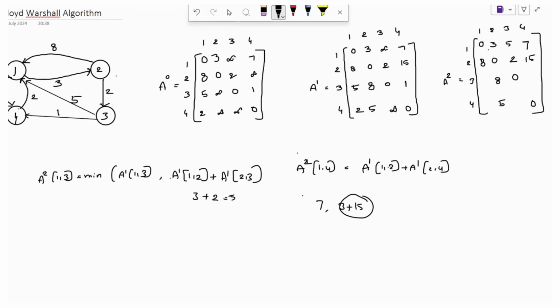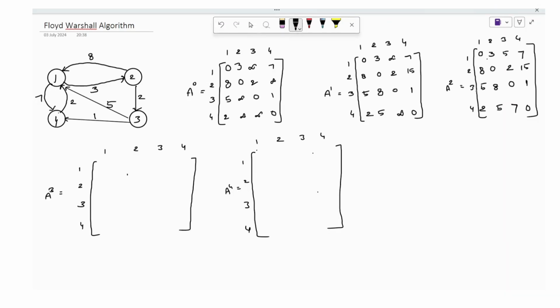Similarly, we will calculate the remaining values. We get the A2 values like this. Next, we have to calculate A3 adjacency matrix, right? So here also A3 will represent the distance between any pair of vertices in the given graph through vertex 3. So as usual, distance from 1 to 1 is anyway 0, 2 to 2 is 0, 3 to 3 is 0, 4 to 4 is 0.